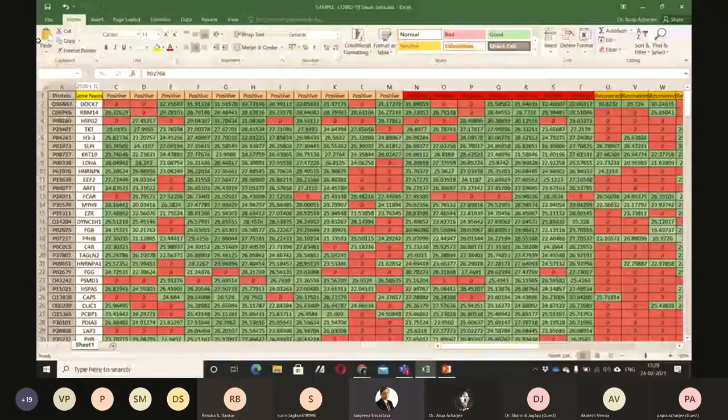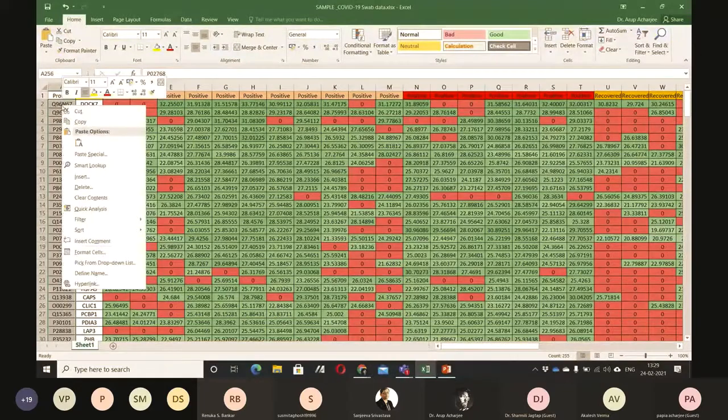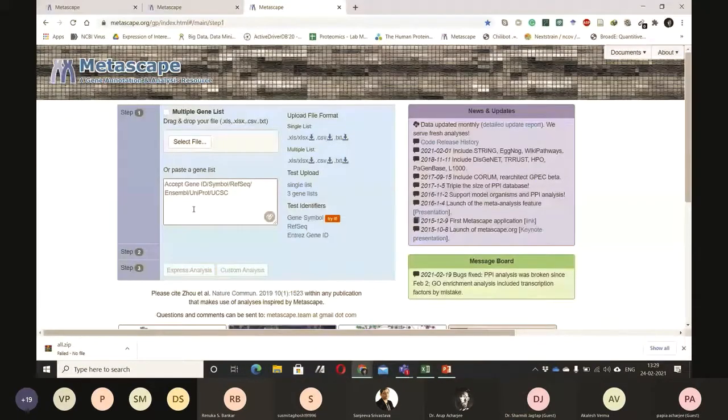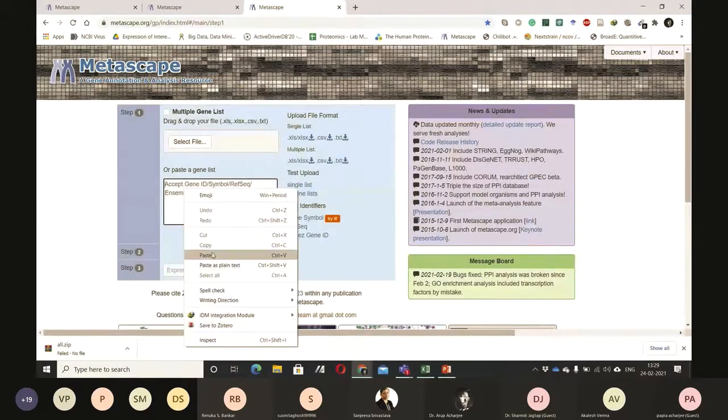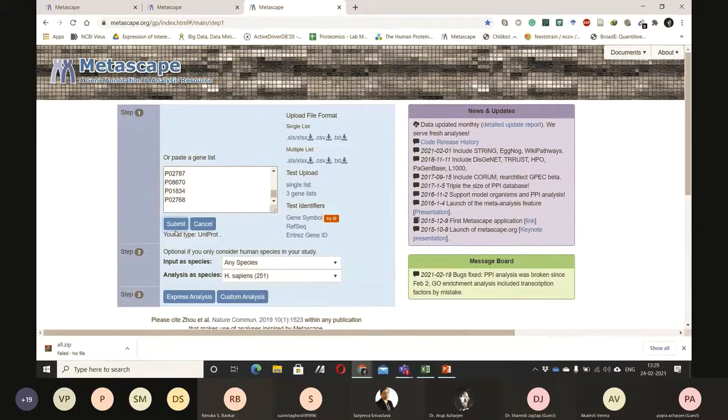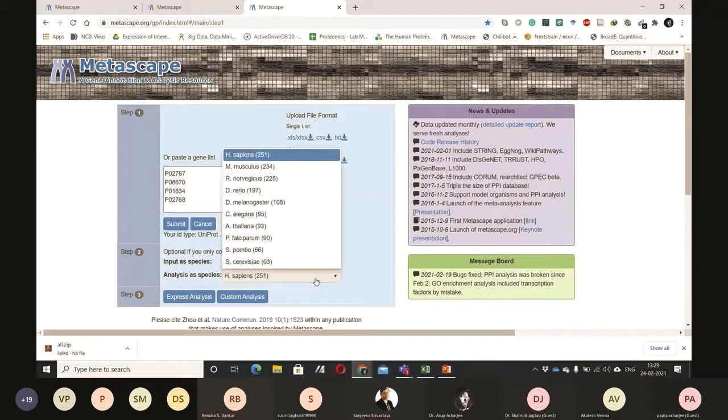These are UniProt IDs. I will copy them. I have opened the Metascape website. Then I will paste, so that's your first step. Then we have to submit. Now I told you that I am taking 256 IDs, but Metascape told me that it can only map 251 IDs.